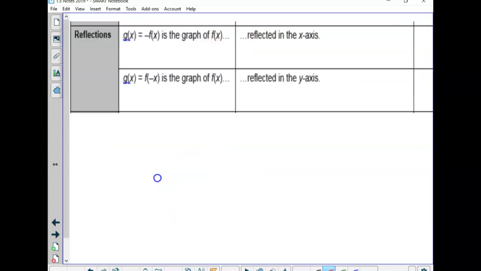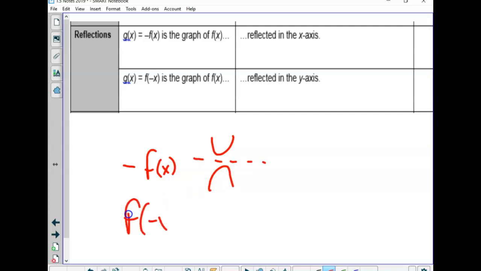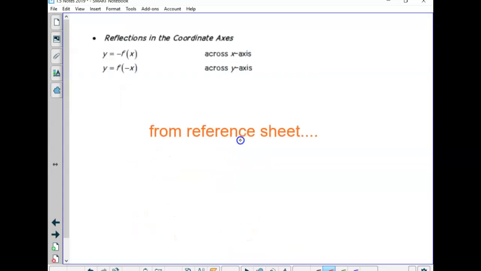Then we started talking about reflections. And when you put the negative around the entire function, then it flipped the graph over the x-axis, okay? When you put the negative inside, it would take a graph and flip it across the y-axis, okay? Questions on those? We were good? And that's explained here on your reference sheet.